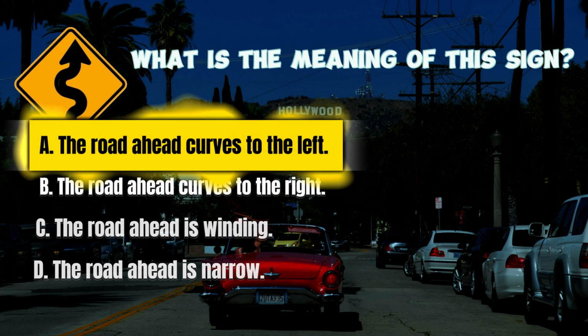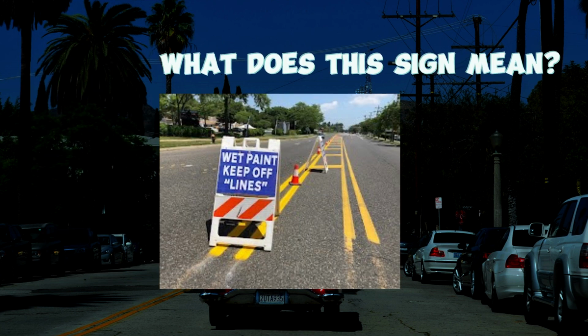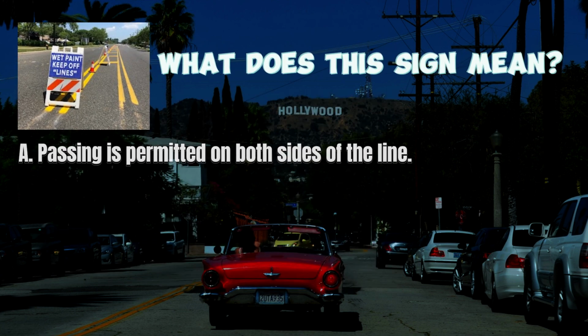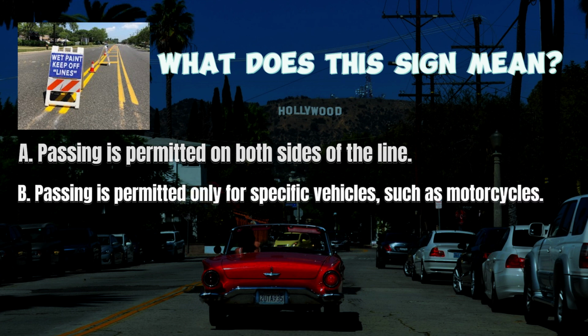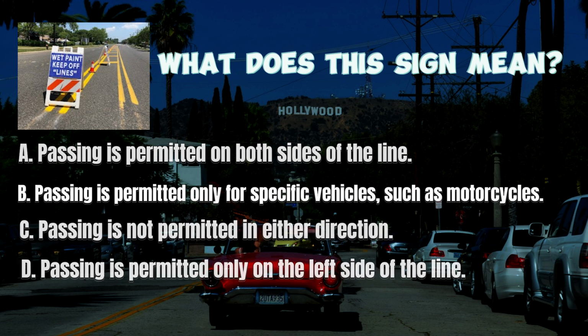Answer. A. The road ahead curves to the left. What does this sign mean? A. Passing is permitted on both sides of the line. B. Passing is permitted only for specific vehicles such as motorcycles. C. Passing is not permitted in either direction. D. Passing is permitted only on the left side of the line.